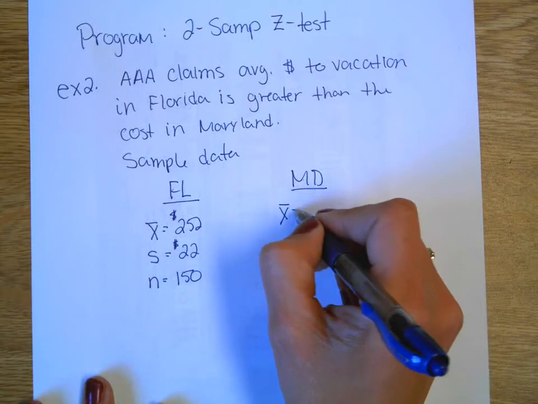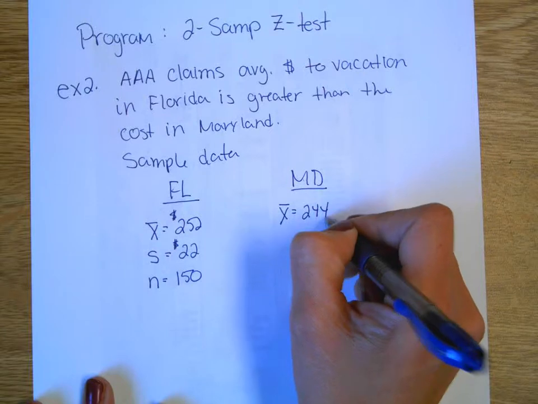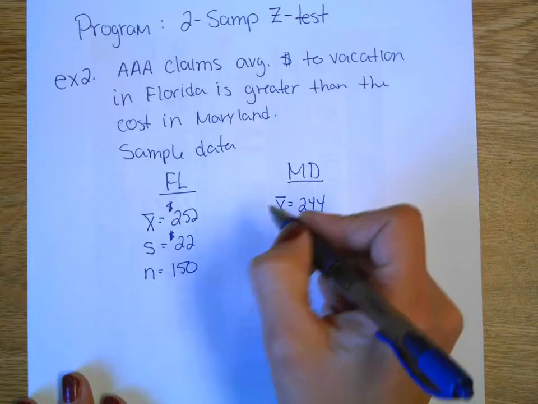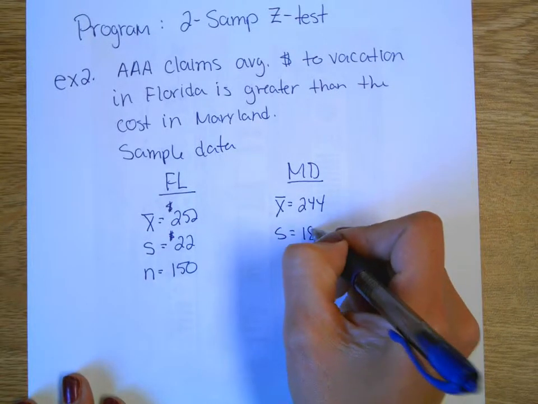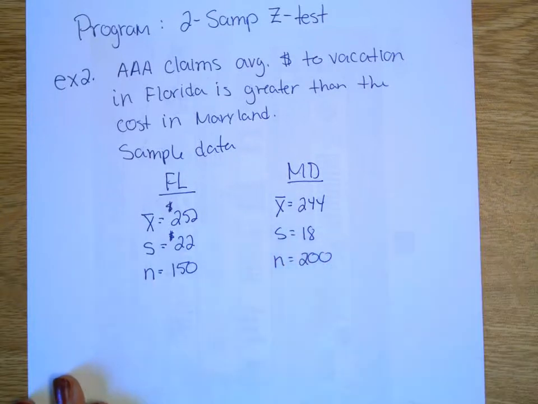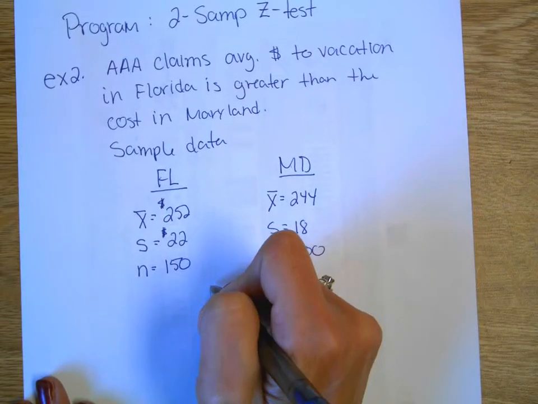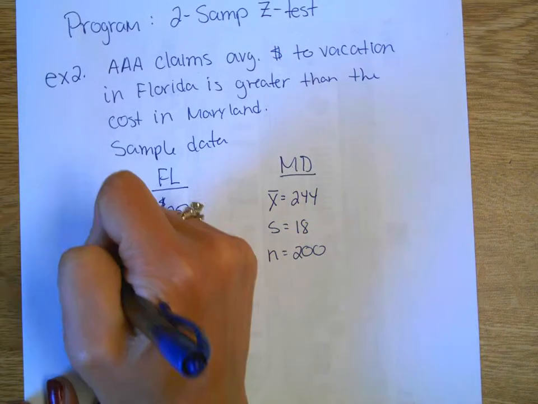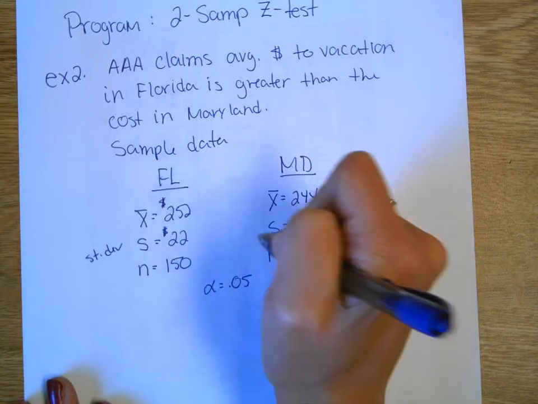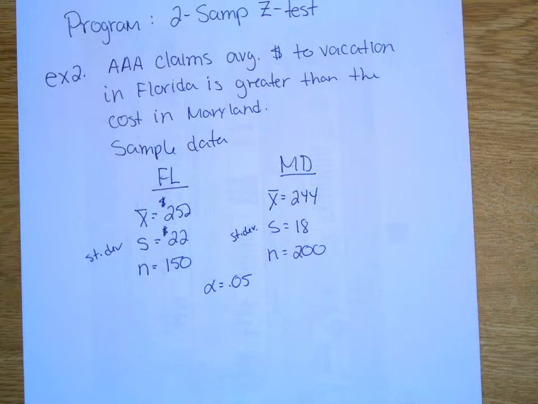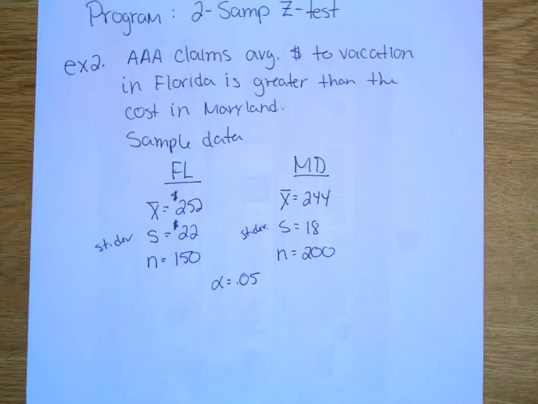Maryland, the average was 244. So yes, you see there's a difference, but is it a significant difference? This is what we're testing. Standard deviation here is 18. Sample size was 200 this time. So definitely large samples, both over 30. We're going to test this at 5%. Wait, the s is standard deviation? Correct. Standard deviation.